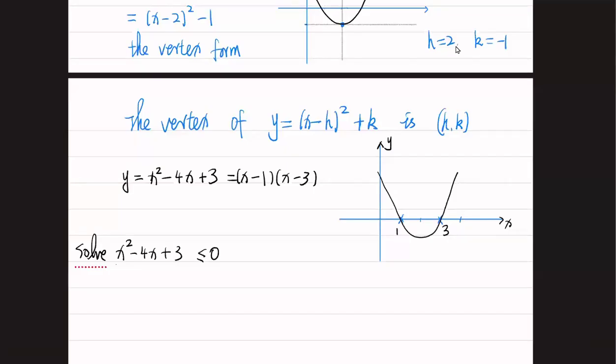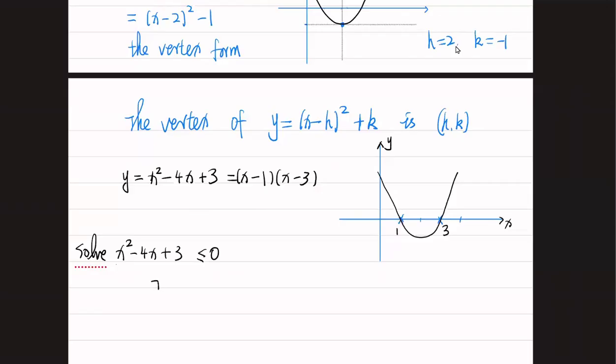Amy, what would you do? How do you solve this inequality? I think it's the same way you solve the normal equation. So x minus 1, like the factorization, would be less or equal to 0.